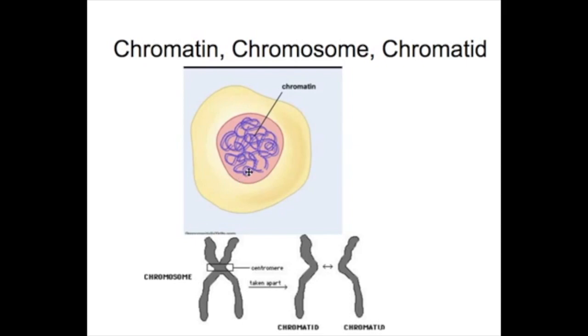But the thing is, it doesn't always have this shape. A lot of times it's unwound DNA just kind of hanging out in the nucleus. And when that's the case, it's called chromatin. All right, so chromatin, when it winds itself up really tight, becomes a chromosome.